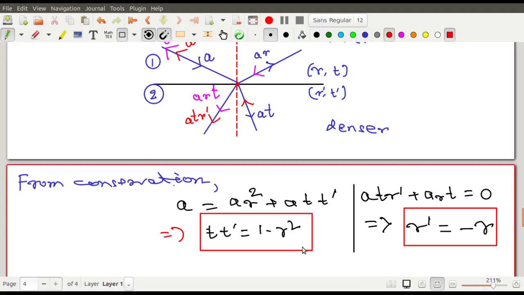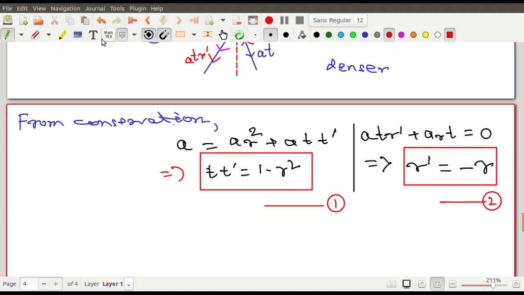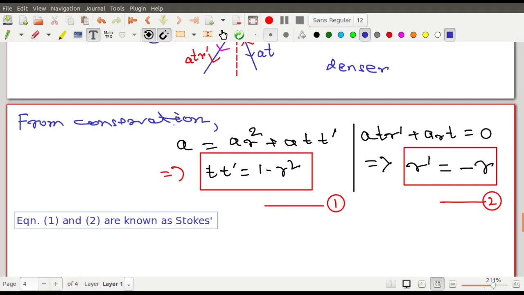This equation will be needed sometime else, এই ইকুয়েশনটা এখনই লাগছে না, this equation is of no use to me right now, so এগুলো এখনই লাগছে না. These are known as the Stokes equations, these two equations are known as the Stokes relations. So these two equations, suppose equation 1 and 2, are known as Stokes relations, লিখে দিচ্ছি এখানে: equation 1 and 2 are known as Stokes relations, right?